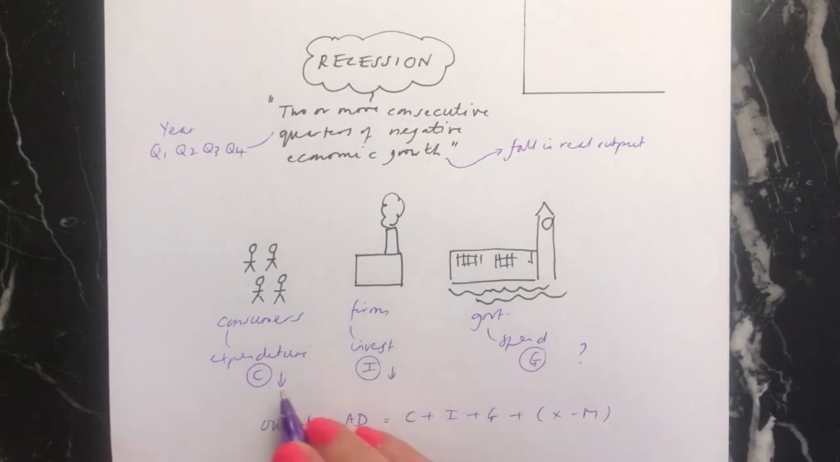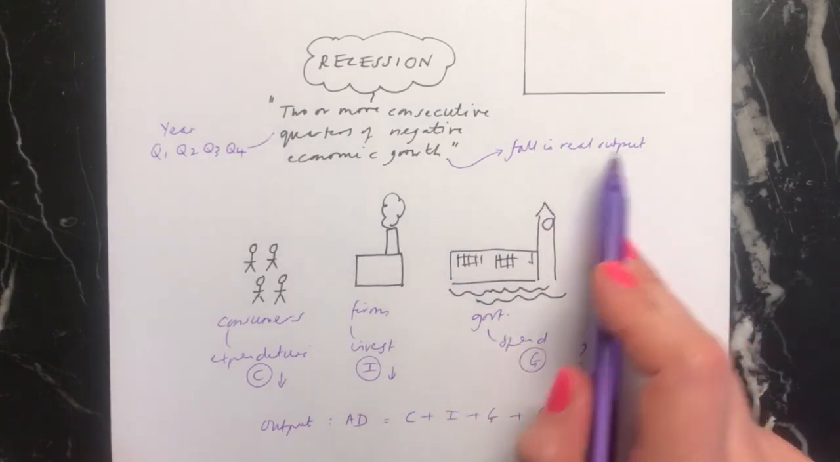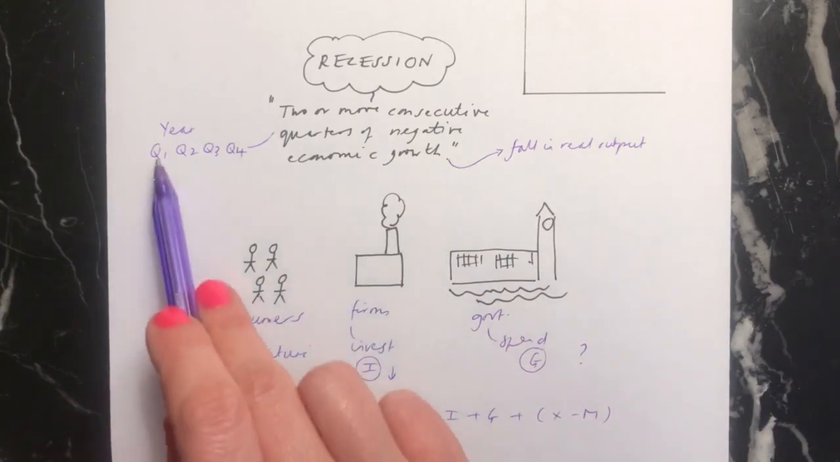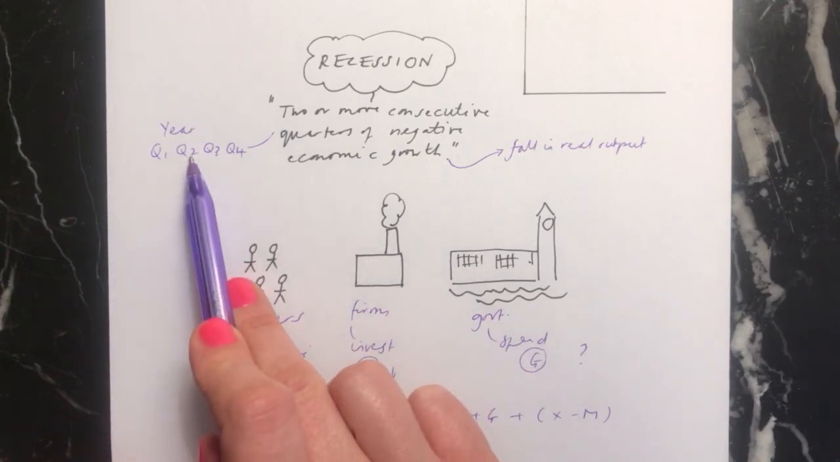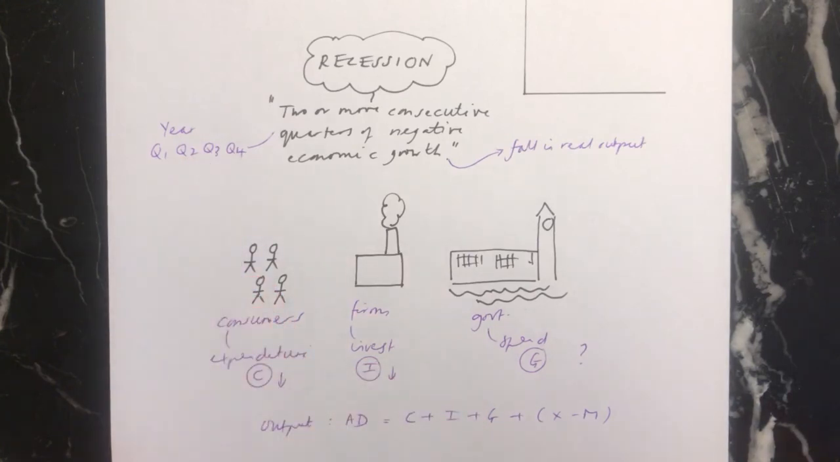Therefore, if any of these 3 things go down, that will cause our output to go down. And we've established already that if we have a fall in our real output, we have negative economic growth. And if this happens for 2 or more consecutive quarters, we'd say we are in a recession. So if in quarter 2 we had a fall in output, and then in quarter 3 we also had a fall in output, we could declare that our country was in a recession.